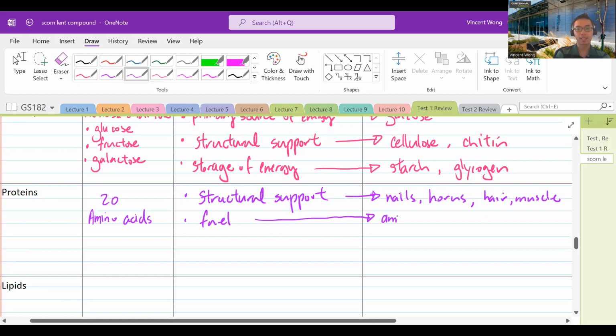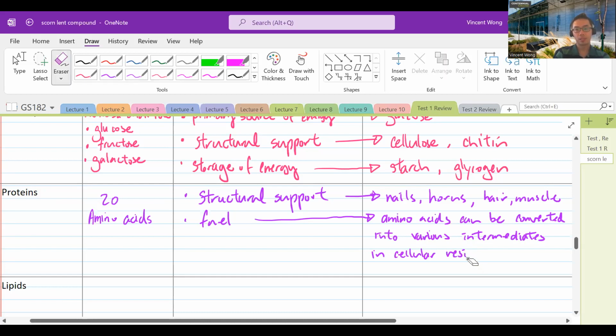So amino acids, depending which one it is. Okay, but amino acids can be converted into various intermediates in cellular respiration.